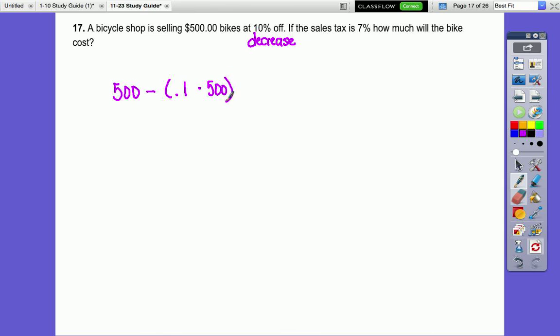Well, 10% of $500, if you don't know, is $50. And you're going to subtract that from the cost of the bike. So that is going to give you $450. That's what 10% off of this bike is. It will be $450. So when they go in the store and are finding out how much they have to pay for this bike, this is how much they're going to have to be paying.